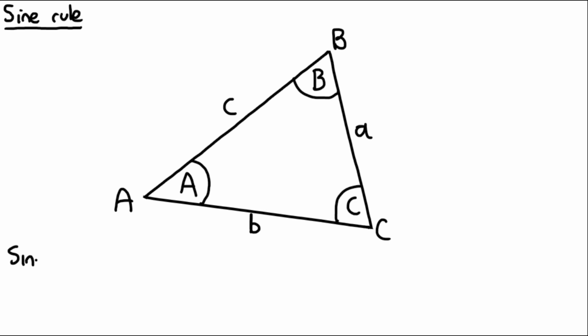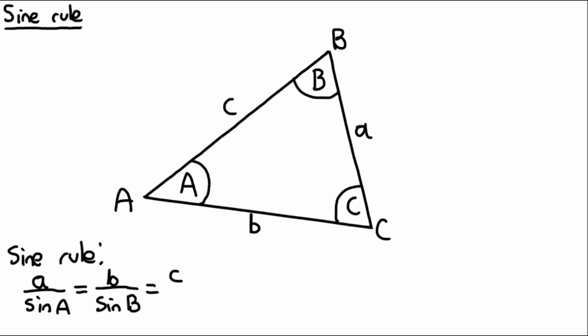The sine rule is that the length of side a over sin A is equal to the length of side b over sin B, which is equal to the length of side c over sin C. This isn't given to you in the formula booklet, so you'll need to learn it. Now, normally you won't use all three of these, you'll usually only use two of them.